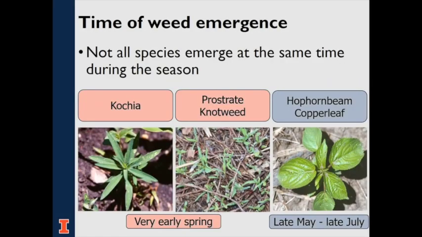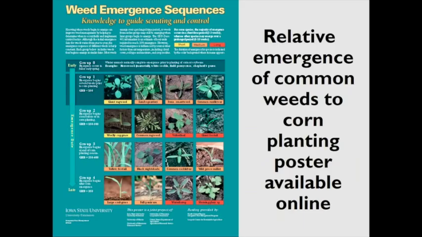If all weeds would emerge at the same time, control would be much easier. Different weeds can emerge at different times of the year, thus making control challenging. Kochia and prostrate knotweed emerge very early in the spring. Hop-horn beam copperleaf can emerge in late July, and rarely do we see it emerge before late May or early June. Few, if any, herbicides are able to provide sufficient soil residual activity to control the latest emergence event of this weed. We can categorize weeds based on their beginning germination timing, which stays fairly constant from year to year.